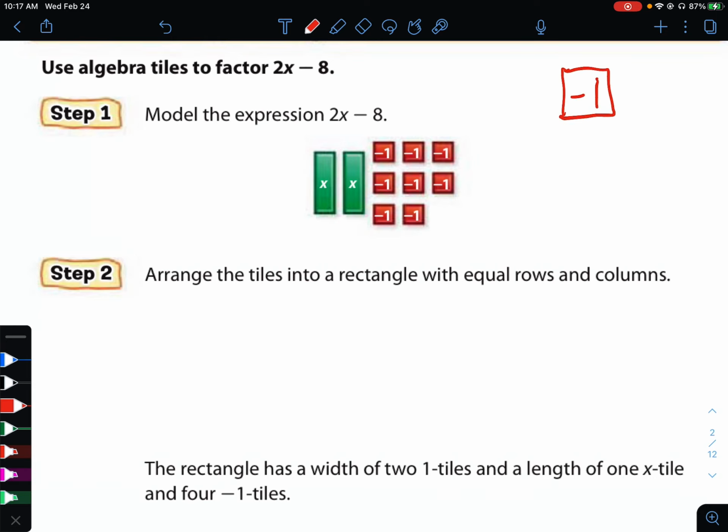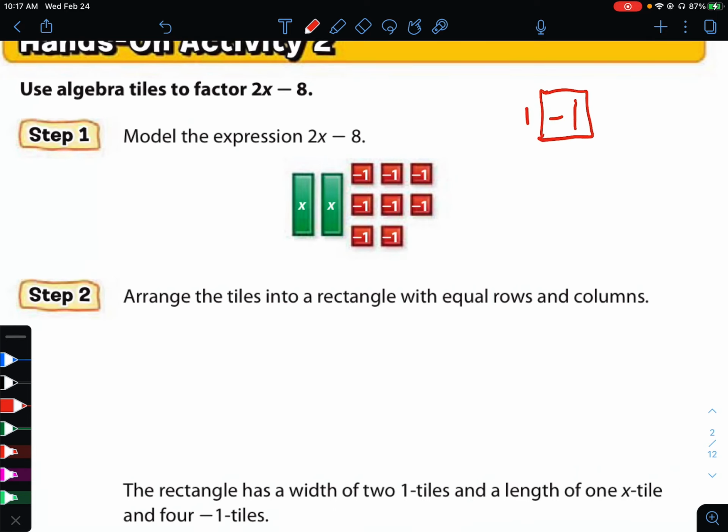If that's negative 1, this can either be 1 and negative 1 to give me an area of negative 1, or I can do it this way. Again, the area is negative 1, that can be negative 1, and this can be 1. So that's the idea behind having a negative unit tile. So we modeled 2x plus negative 8. Let me remind you again the reason why it's negative 8. Because according to the definition of subtraction, this is 2x plus negative 8. The operation before the number is the sign of the number.